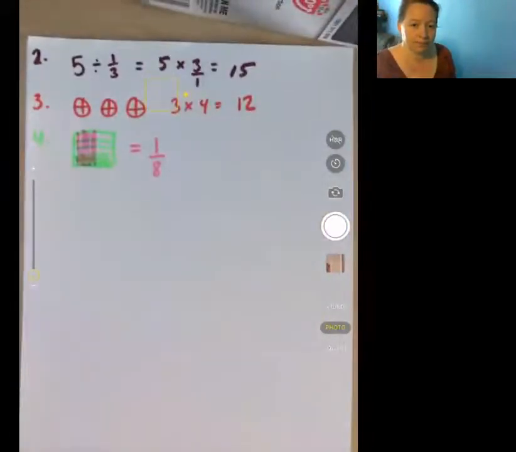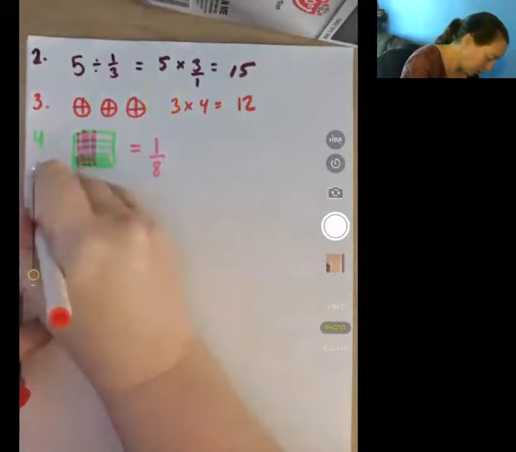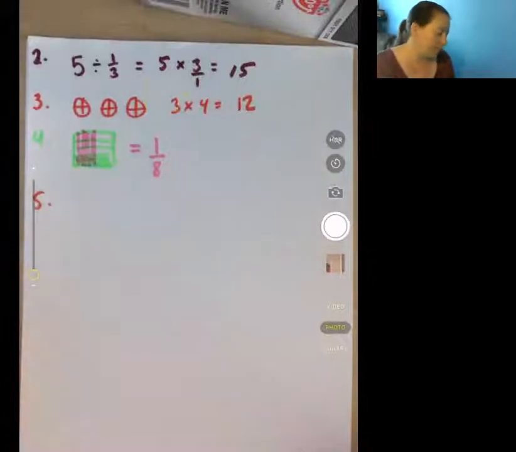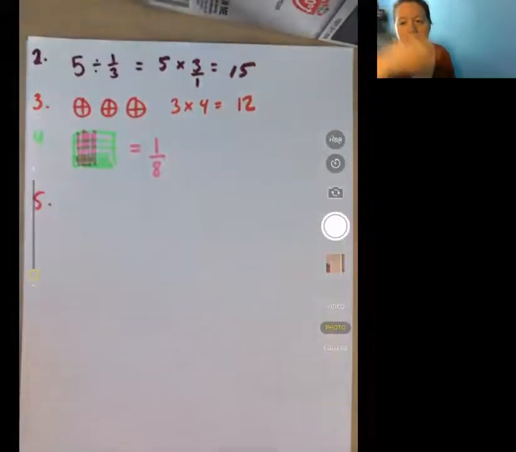Come on, focusing. Number 5. Write a story problem to represent 3 divided by 1/2. Okay, where will we have 3 of something that we were dividing by 2? Dividing each of the 3 into 2 pieces.